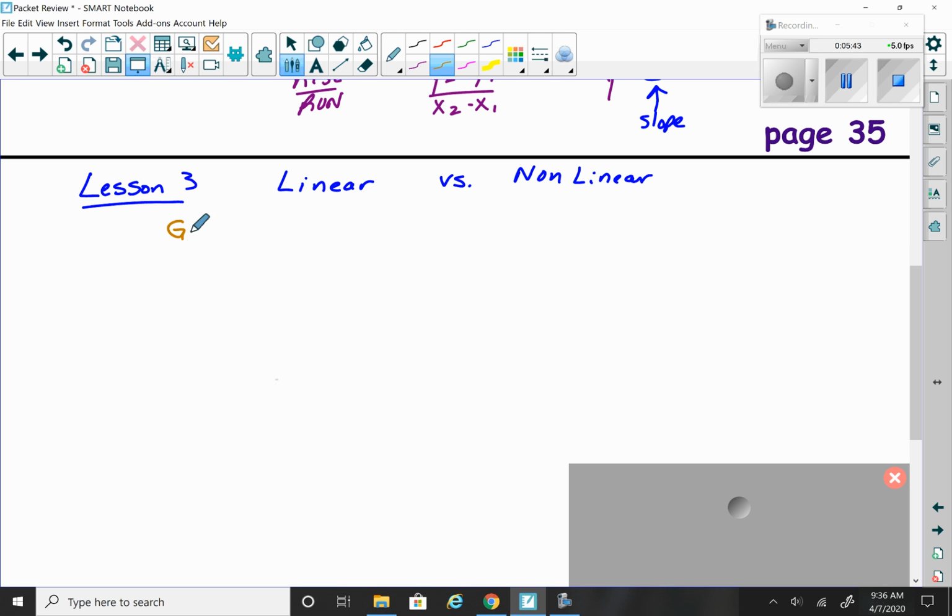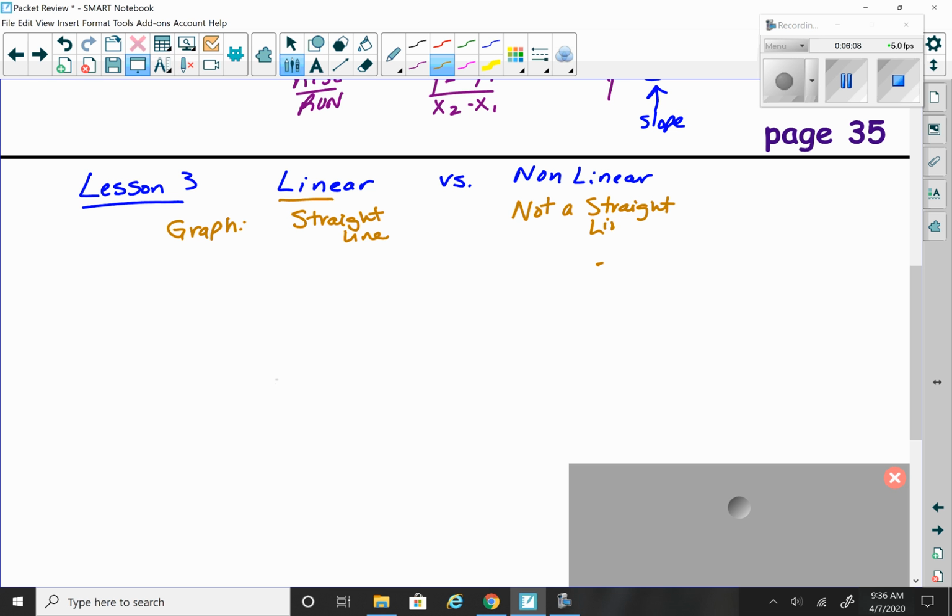If we looked at a graph, to know if it was linear, we just check to see, is it a straight line? If it's a straight line, then it's linear. Remember that it's got the root word line, right? Line, linear, straight line. That's how I remember. And then if it's nonlinear, it's not a straight line.